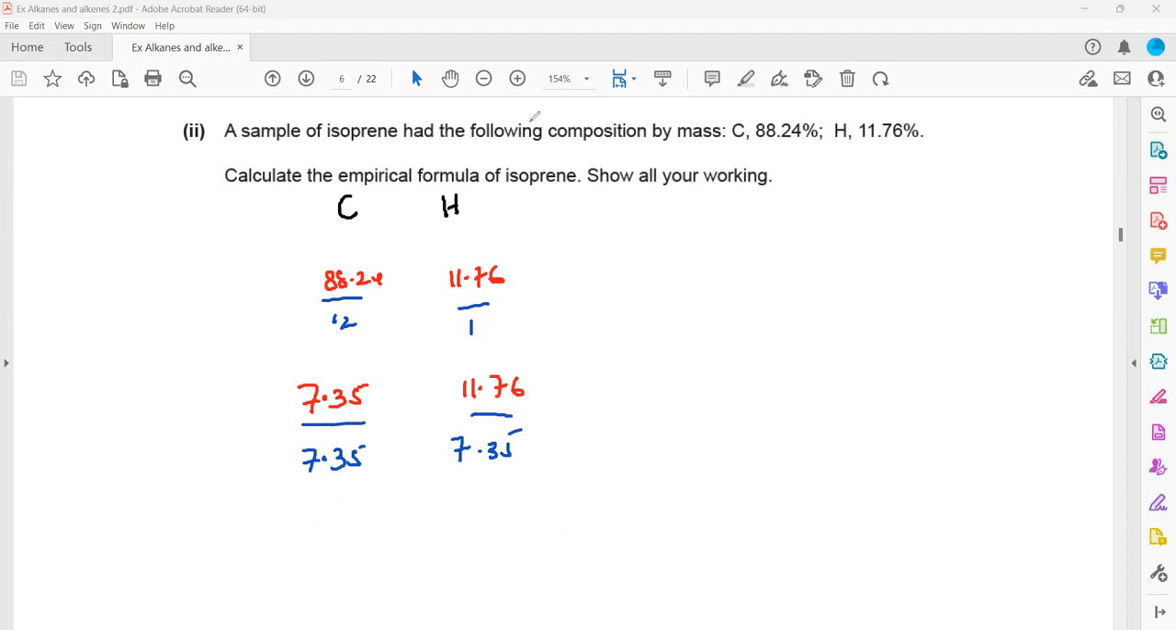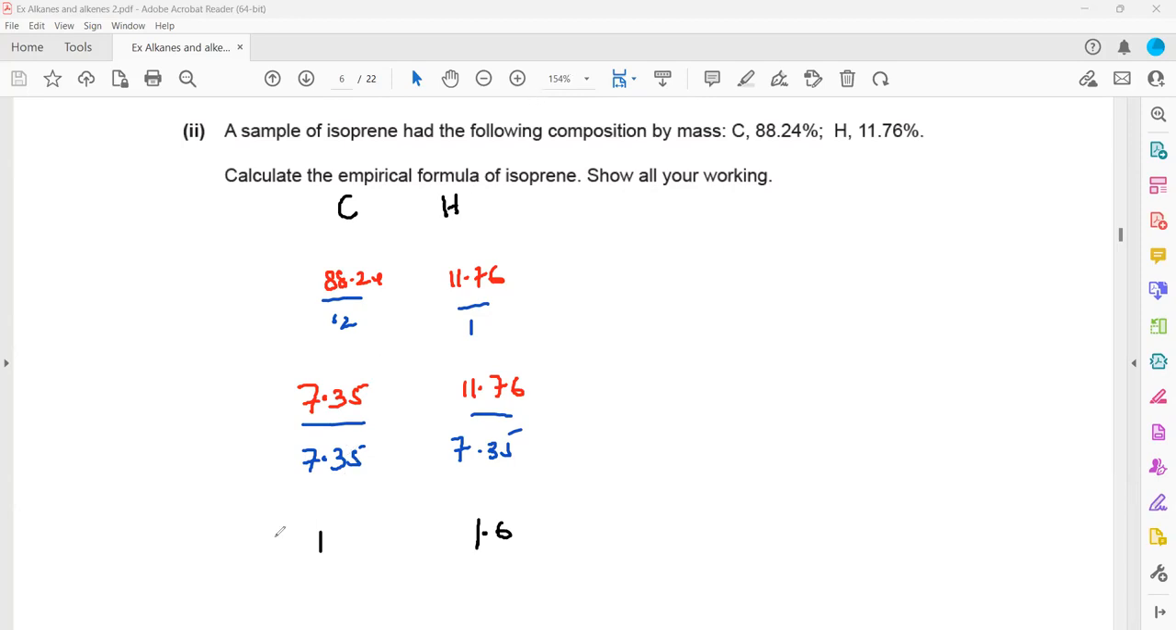11.76 divided by 7.35 will be 1.6. And 7.35 divided by itself is definitely 1. So now one of the values is 1.6. We want the nearest whole number because the simplest ratio should be in whole numbers. So which number can I multiply by? Multiply by 5 to get 5:8.